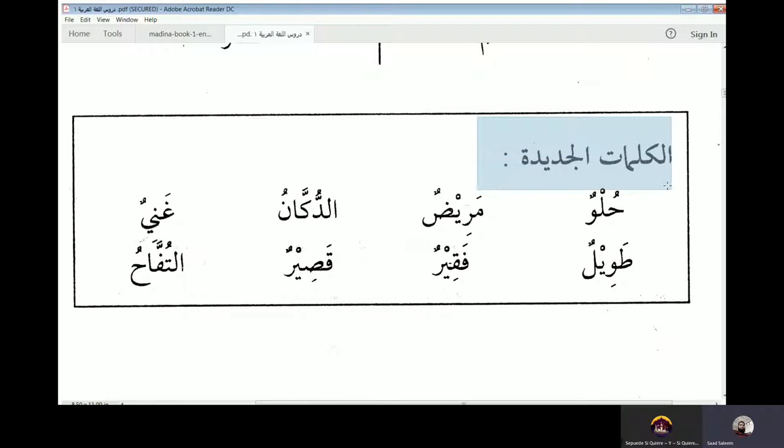Al-kalimat al-jadidah, new words. Hulun. Hulun is sweet. Correct. Maridun. Maridun is sick. Oh yes, maridun, sick. Patient, sick.